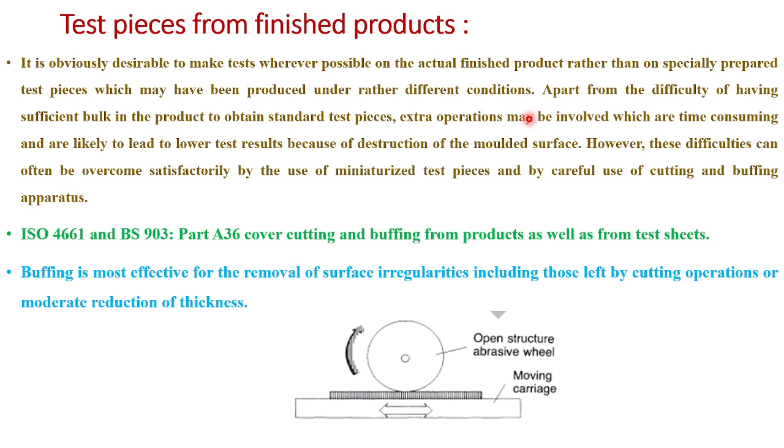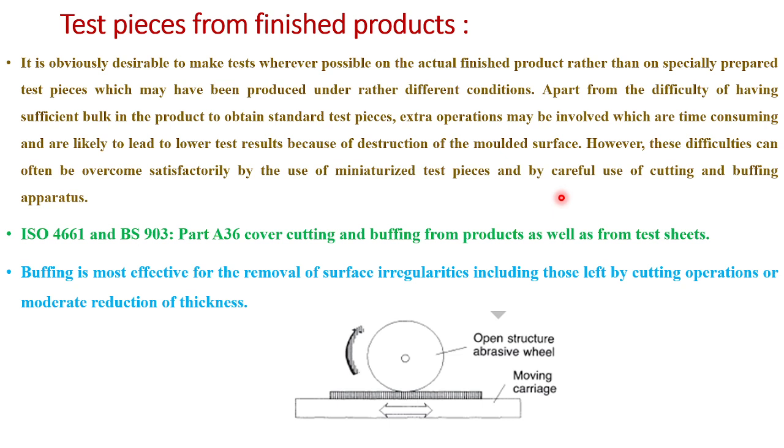So apart from the difficulty of having sufficient bulk in the product to obtain standard test pieces, extra operations may be involved which are time consuming and are likely to lead to lower test results because of destruction of your molded surface. However, those difficulties can often be overcome satisfactorily by the use of miniaturized test pieces and by careful use of cutting and buffing apparatus.